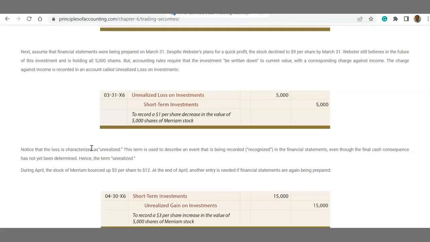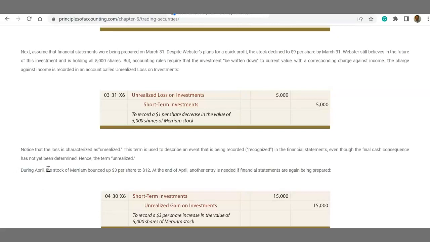Notice that the loss is characterized as unrealized. This term is used to describe an event that is being recorded, so-called recognized, in the financial statement, even though the final cash consequence has not yet been determined. Hence the term unrealized. When you say unrealized, that means it's a loss, but still you don't have actual cash in the account, in the checking account yet. So you didn't sell them yet, but technically it's a loss.